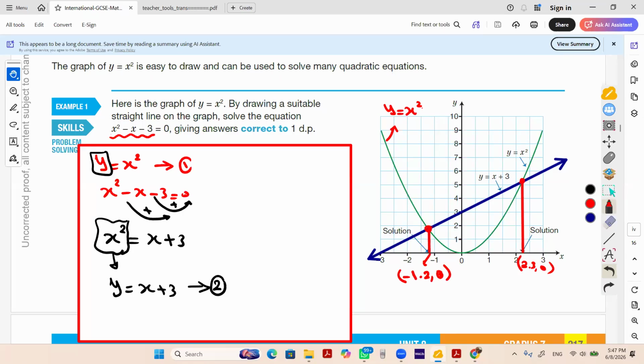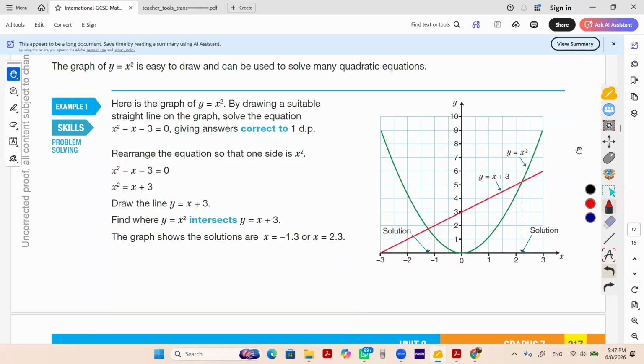So this is called the solution set of this function. Okay? So 2.3 and negative 1.3, or negative 1.2. This is the solution set of this function, which represents the intersection points between the parabola and the straight line y equals x plus 3. Okay?